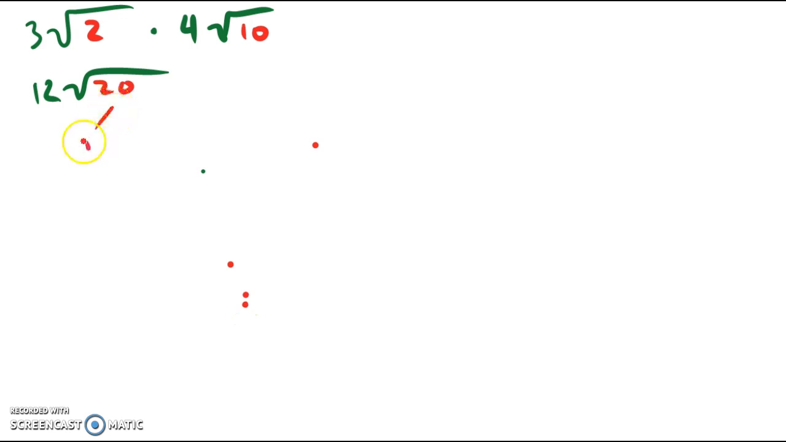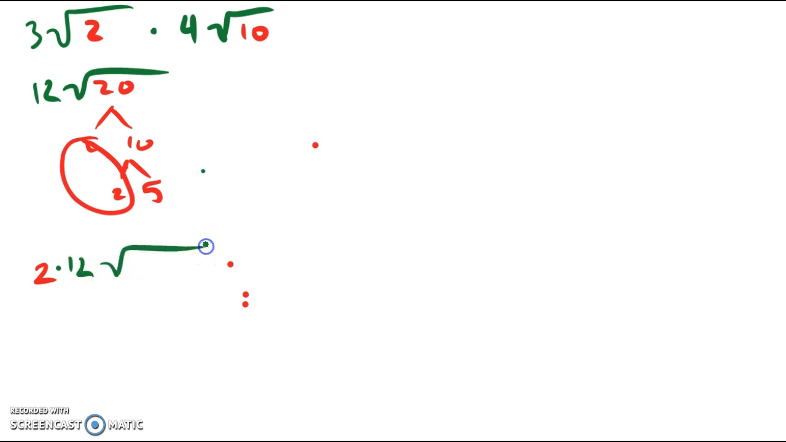So you can use the factor tree method if you want. And we've got 2 and 5. So we're going to take these two 2's out, and we're going to make it 1, 2. In other words, 2 and 2 is 4. The square root of 4 is 2. So we're going to move the red 2 out, and then we're going to keep the 12 out as well, and we're going to keep the red 5 inside. So now we get 24 square root of 5.